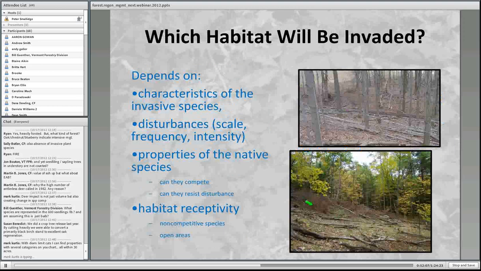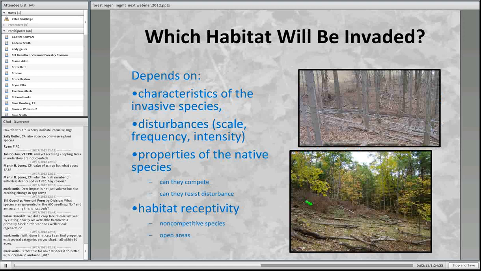So which habitats are going to be invaded or impacted by interfering plants depends on many things. It depends upon the characteristics of the species, the intensity and scale and frequency of the disturbance, the characteristics of the native species, how abundant they are, whether they're already established, whether they're able to compete with whatever is invading. Management options. This is from a presentation that I'll show you the link, and I'll save this as a PDF and post it to my website so that you'll be able to come in and click on all of these links if you want to go back and follow up on any of these.